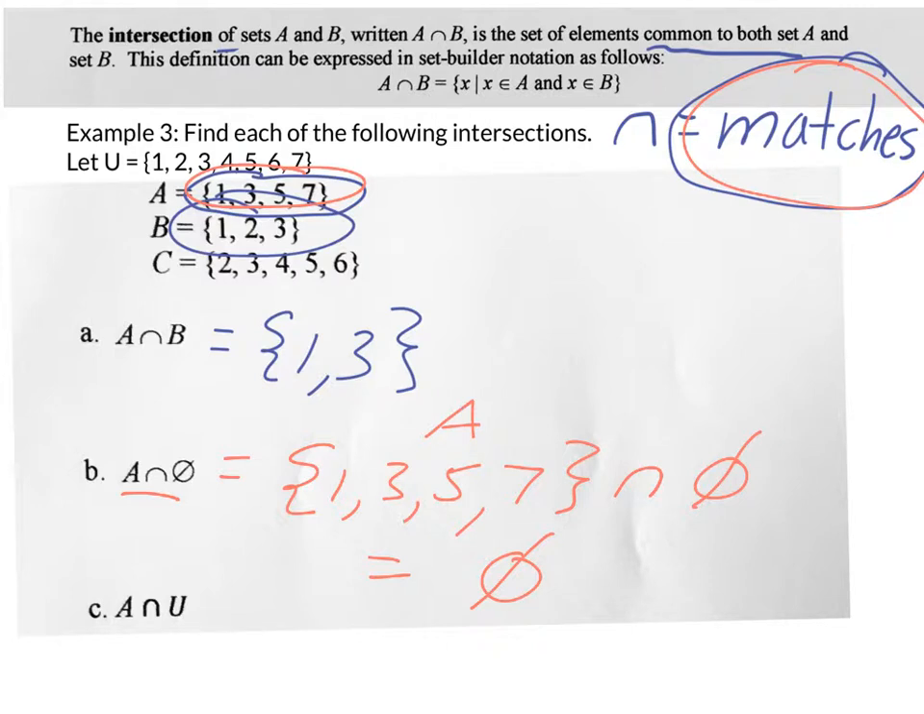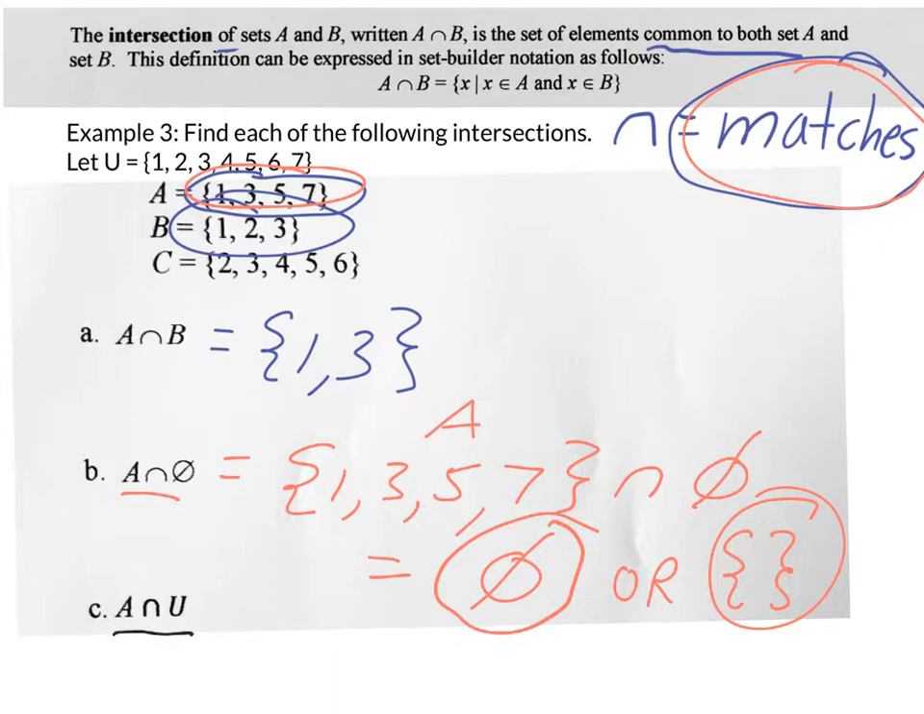Keep in mind the homework might have the empty set written this way, or the other way, which was set brackets that have nothing but air in them. They were literally empty. So either way, we still get the empty set as the final answer whenever you intersect the empty set with any other set in the world. And then finally, looking at part C. C says A intersected with the U, meaning the universal set. So A again is still 1, 3, 5, and 7. And we're going to intersect it with universal U, which was the numbers 1 through 7.